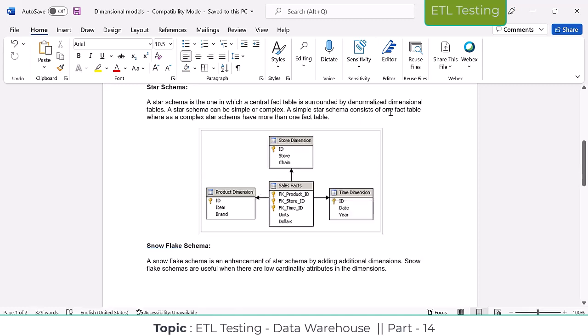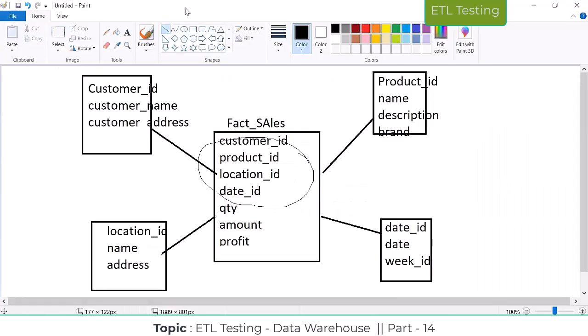So there are simple star schemas and complex star schemas. Simple means one fact table is connected with multiple dimension tables. A complex star schema is where n number of fact tables are connected with n number of dimension tables. The same way, it again goes to the inventory. Here one more fact table is there.